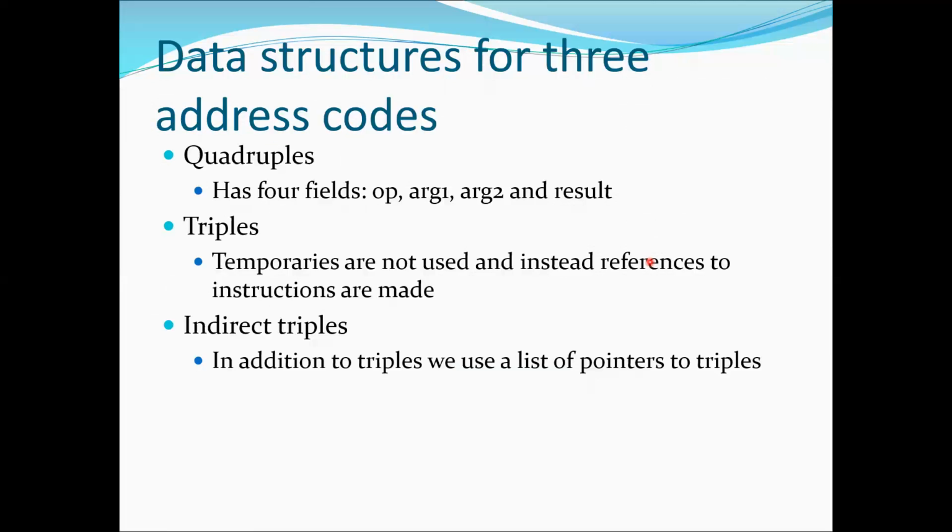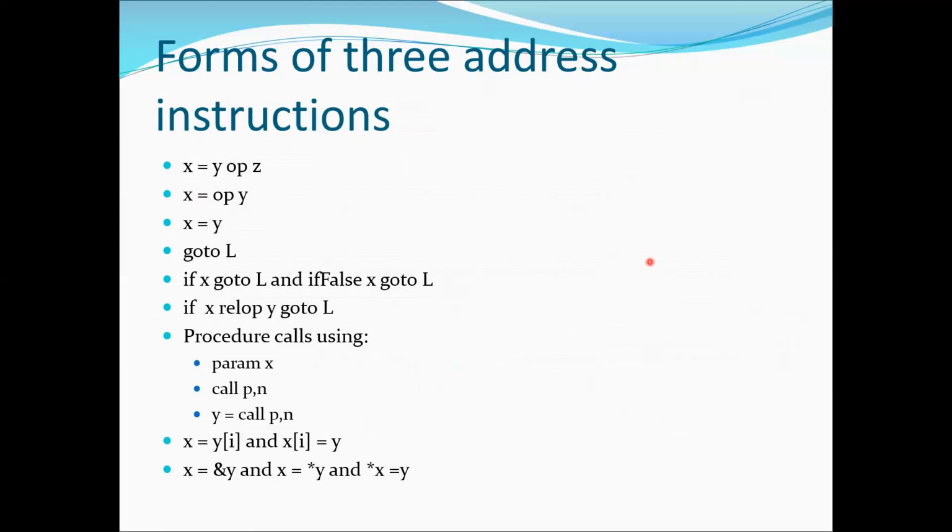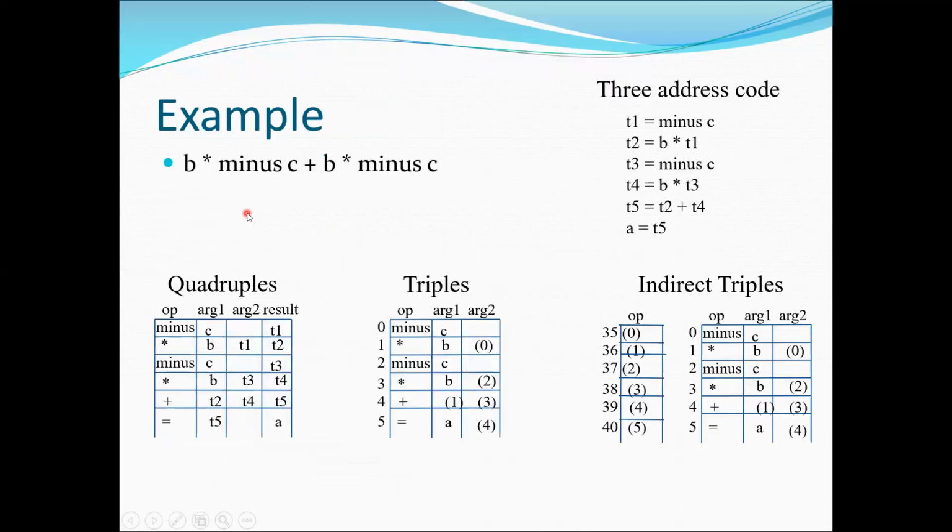So what do we have to use it for? This is going to be a set of address formations we are having. Here we can use this second one, x is equal to OPY. Here we are going to write T1 is equal to minus C. So the first statement gets executed: minus C.